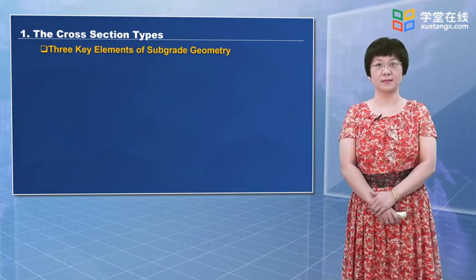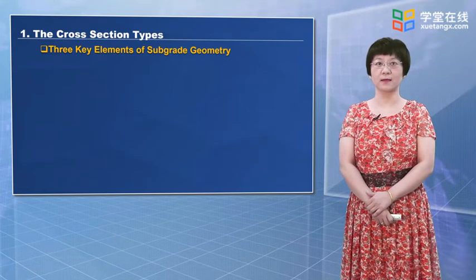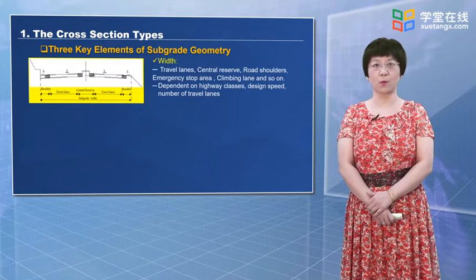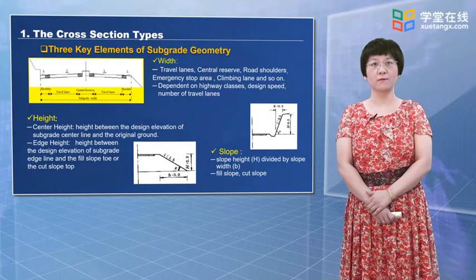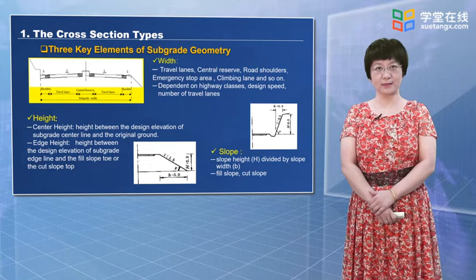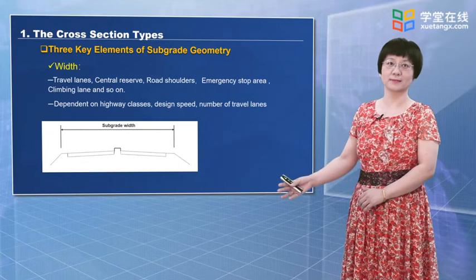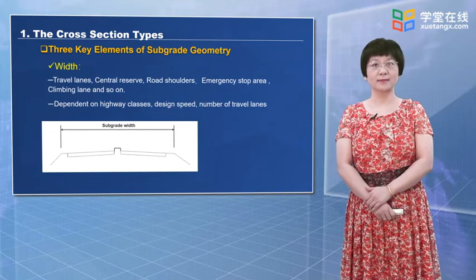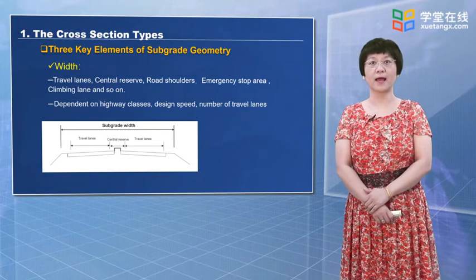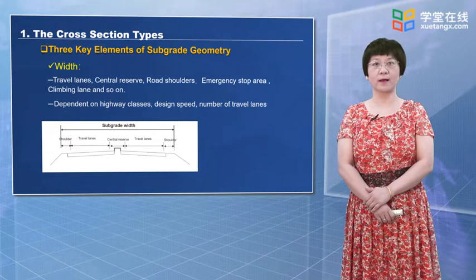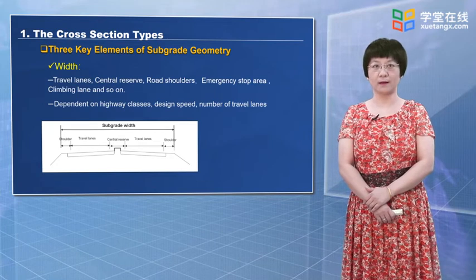According to Chinese engineering practice, the subgrade cross-section is composed of the subgrade width, subgrade height, and the subgrade side slope. Followed are the definitions of the 3 key elements. The first, width. The subgrade width is mainly composed of travel lines, central reserve, and road shoulders, as well as the emergency stop area, climbing line, and so on.